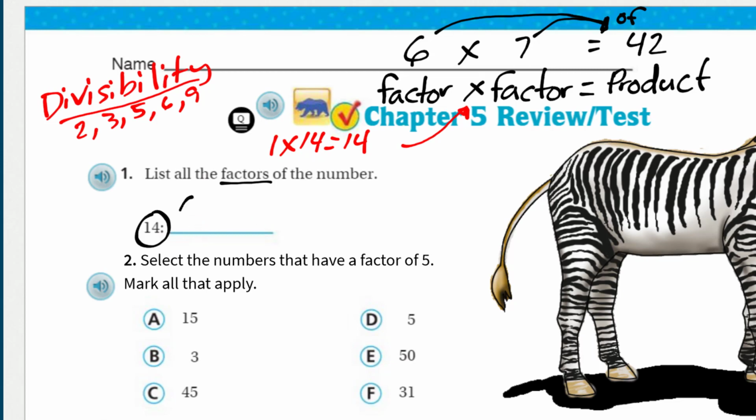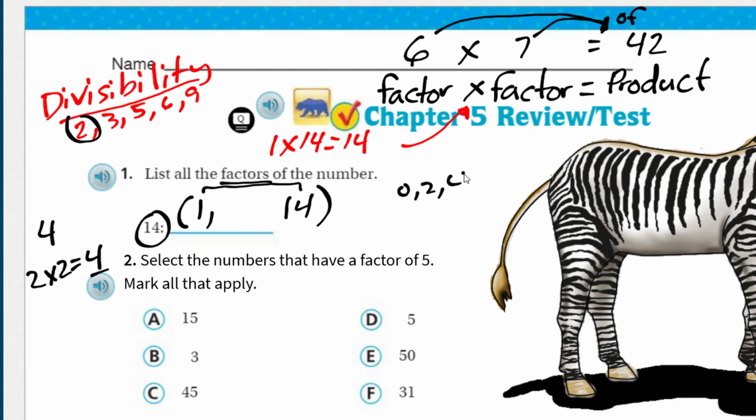How I like to do mine, though, is I always like to put my 1 first. That way I can kind of match them up. But you also might notice that the next number here is a 2. And the rule for 2, divisibility means that you can divide a number without getting a remainder. So we say that 4 is divisible by 2 because 2 times 2 equals 4. Because 14 is an even number, and that's the key thing for 2, it ends in 0, 2, 4, 6, or 8.